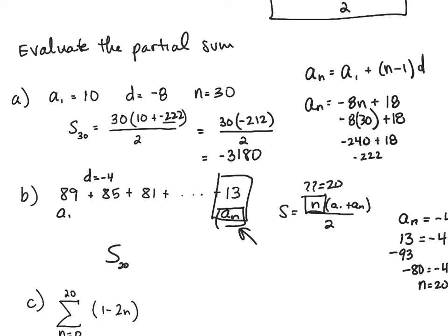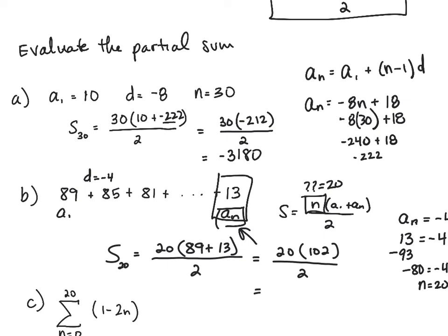The sum of the first 20 terms then is 20 times the first term plus the last term written, which is 13, over 2. And then 89 plus 13 is 102. So that's 10 times 102, or 1020.